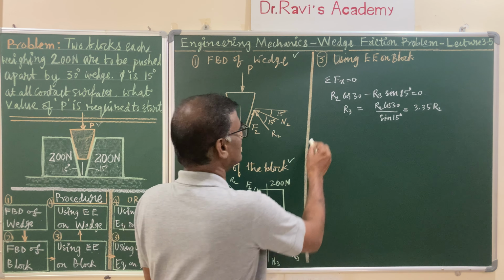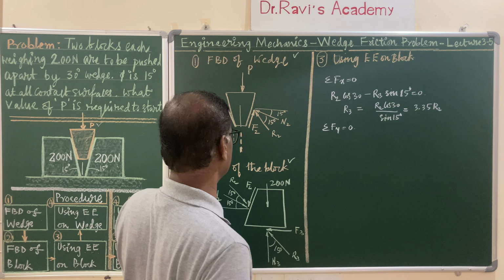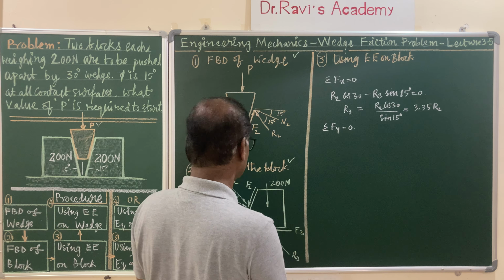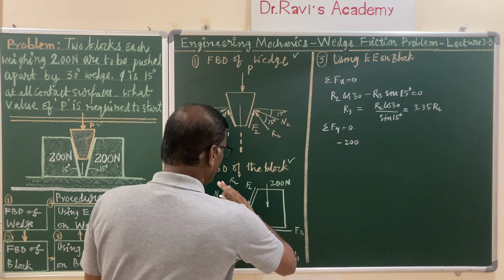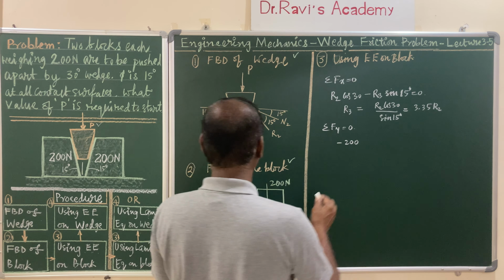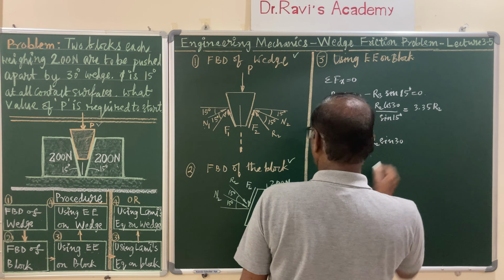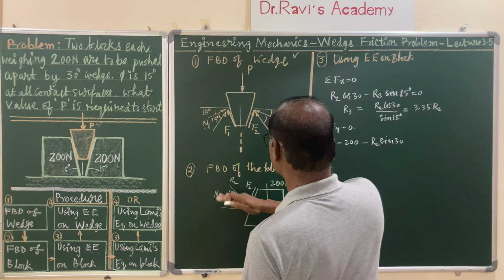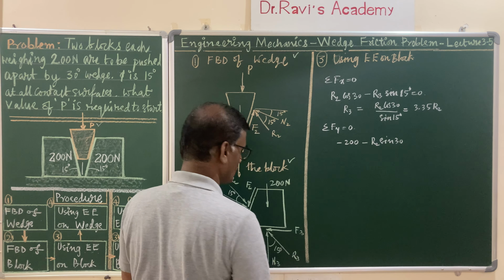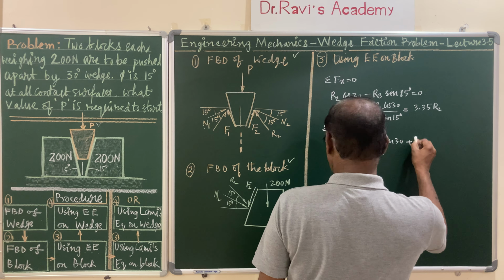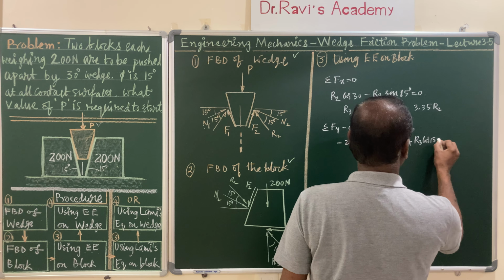Now you write down sigma Fy is equal to 0, the sum of the forces along the vertical direction. The weight is pointing downwards, so it is minus 200 newtons, and the vertical component of R2 is again minus R2 sine 30. This angle is with the horizontal, which is 30, so the vertical component will be the sine component. And the R3 component is the cos component, which is plus R3 cos 15, equal to 0.